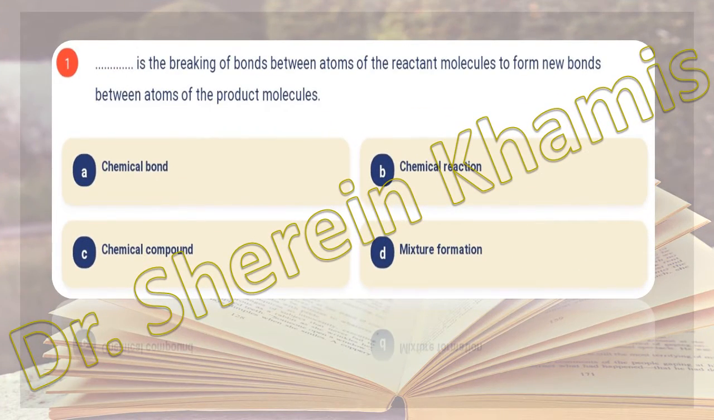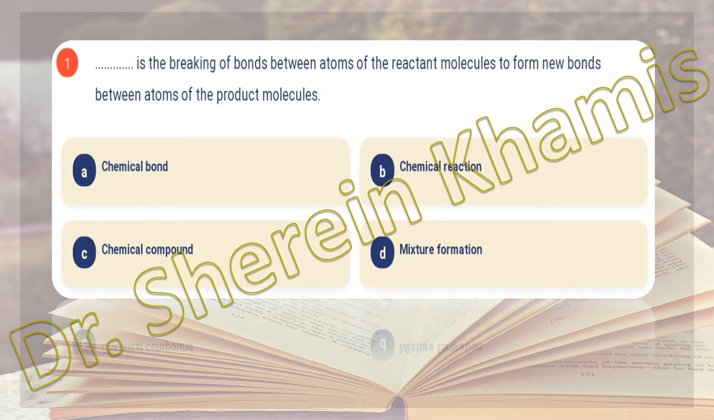Question number 1 asks: what is the breaking of bonds between atoms of the reactant molecules to form new bonds between atoms of product molecules? We said the reaction happens between the atoms of the reactants. To remember the items of the previous year, we must start with our old knowledge. We have the definition of a chemical reaction.